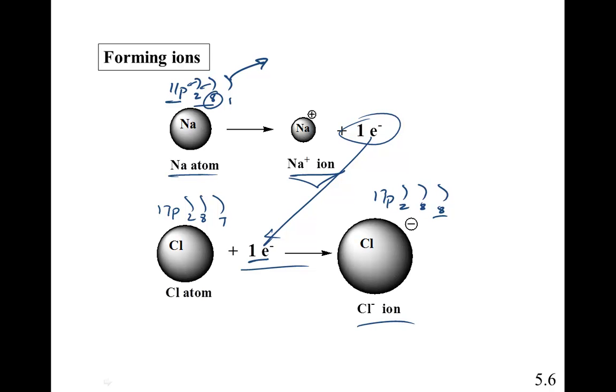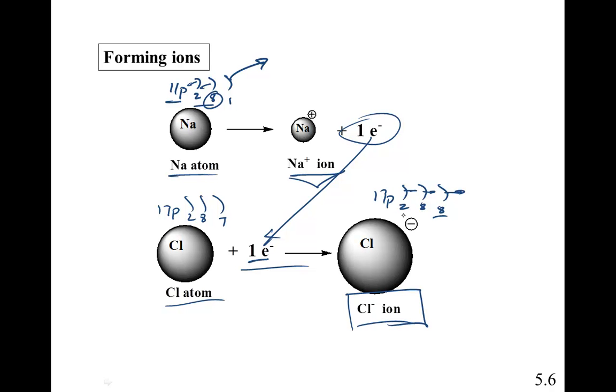Now, the chloride ion is much larger than the chlorine atom because you've got 17 protons working on 18 electrons. So that last electron we added is not attracted to the nucleus that much. And remember, electrons repel each other, so it causes these shells to expand outward. And that's why the chloride ion is much larger than the chlorine atom.